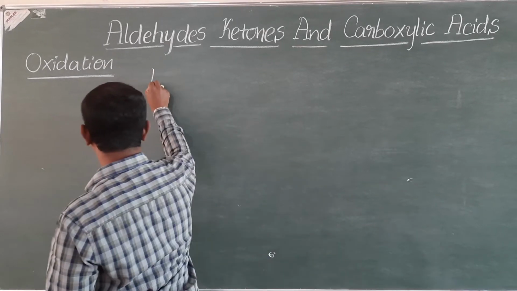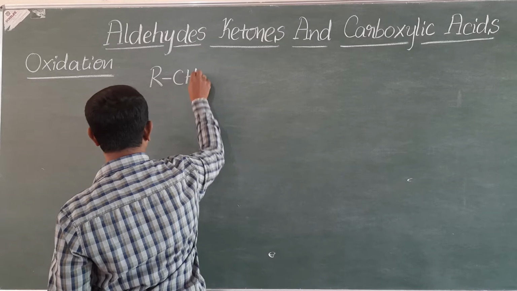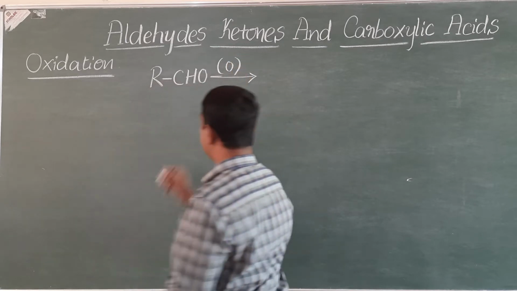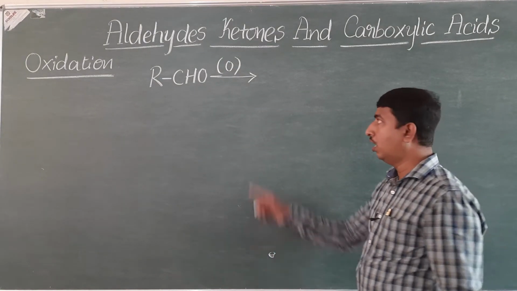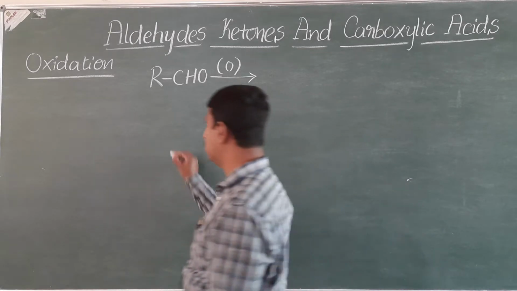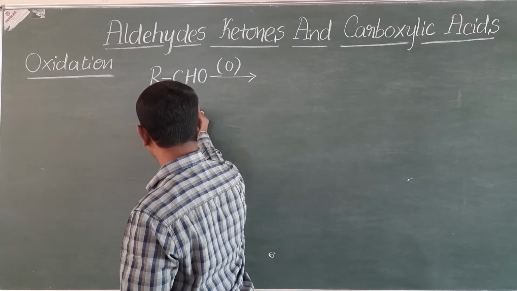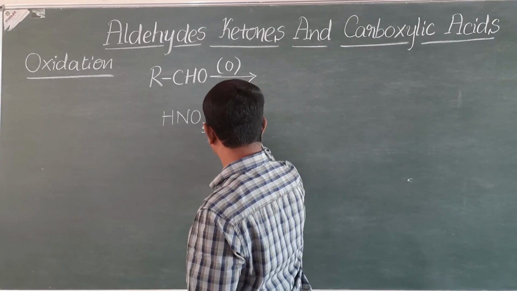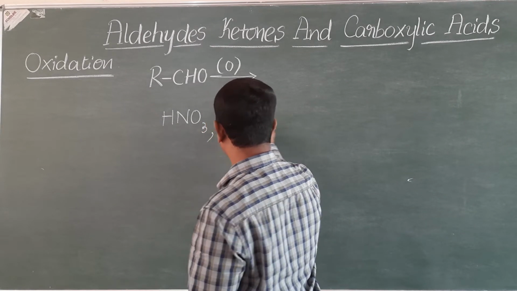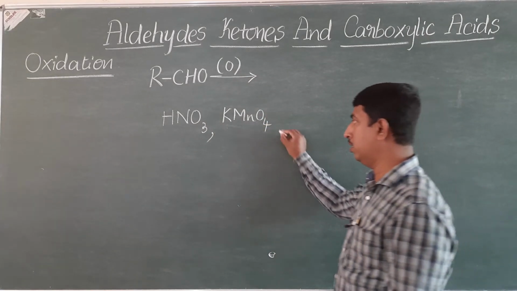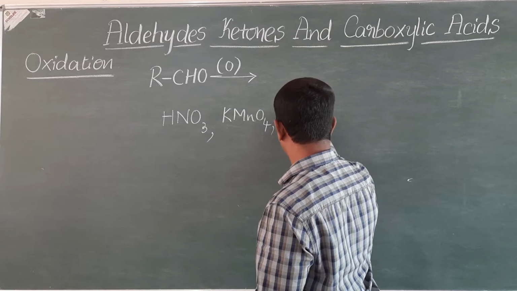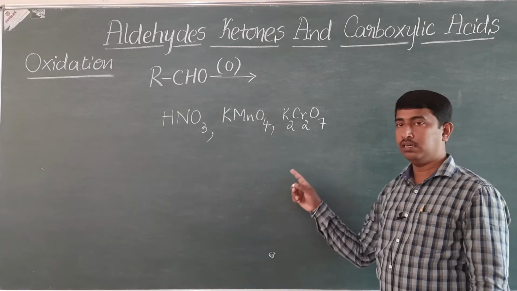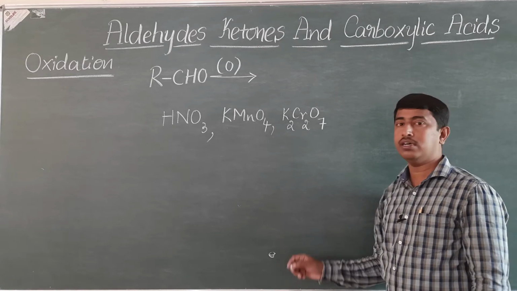See, the formula of aldehyde we know, that is RCHO. When it is subjected to oxidation, means addition of oxygen, aldehydes readily undergo oxidation in the presence of commonly used oxidizing agents, that is HNO3, nitric acid, KMnO4, potassium permanganate, K2Cr2O7, potassium dichromate. So these are commonly used, stronger oxidizing agents.